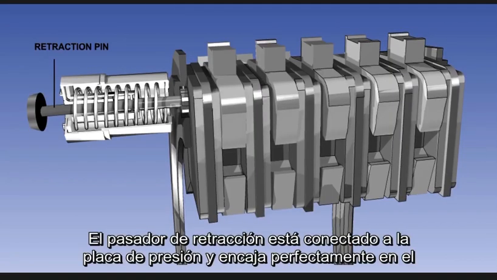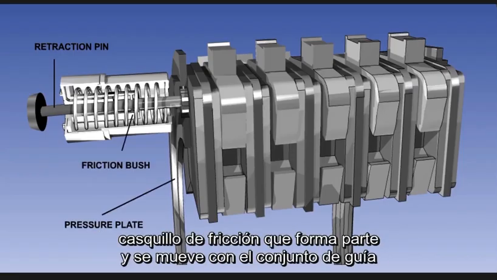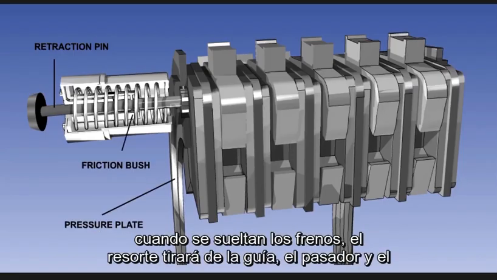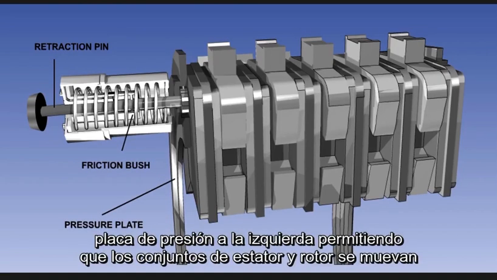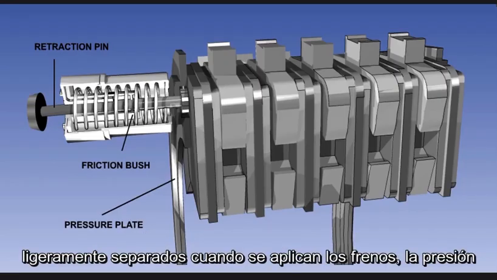The retraction pin is connected to the pressure plate and is a tight fit in the friction bush, which is part of and moves with the guide assembly. When the brakes are released, the spring will pull the guide, the pin, and the pressure plate to the left, allowing the stator and rotor assemblies to move slightly apart.